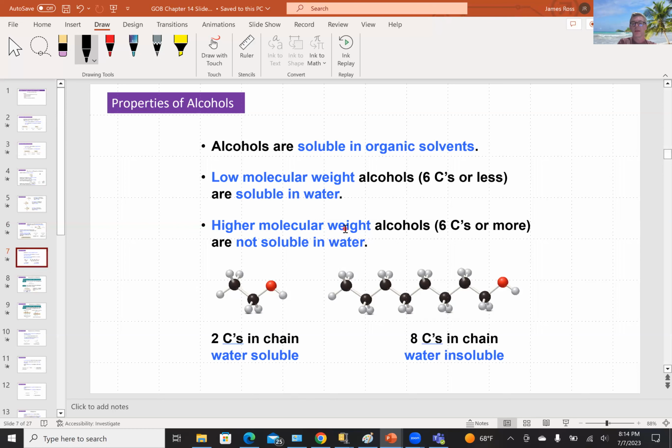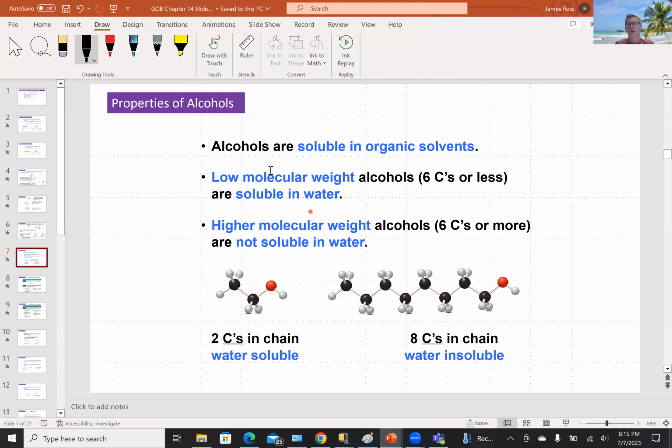Alcohols are soluble in organic solvents. So pretty much 100% of the time in GOB, we are only interested in water as a solvent. But if you had an organic solvent, it would just be any organic compound that was in its liquid phase, and you could then add more organic chemicals to that. So you can add alcohols to that.